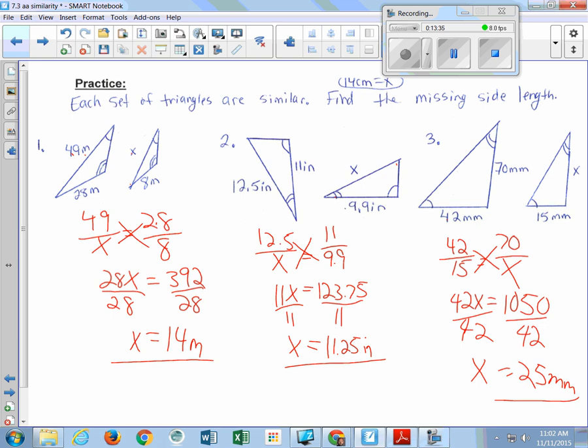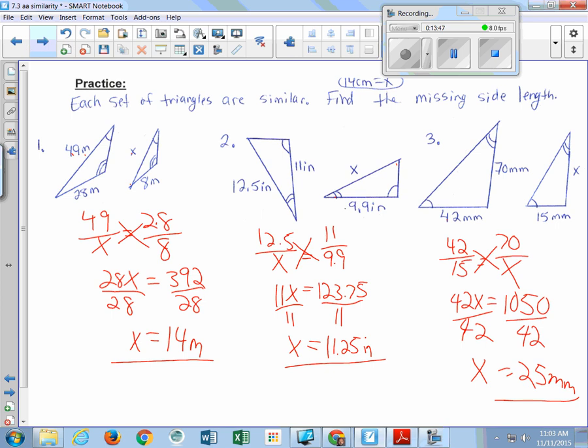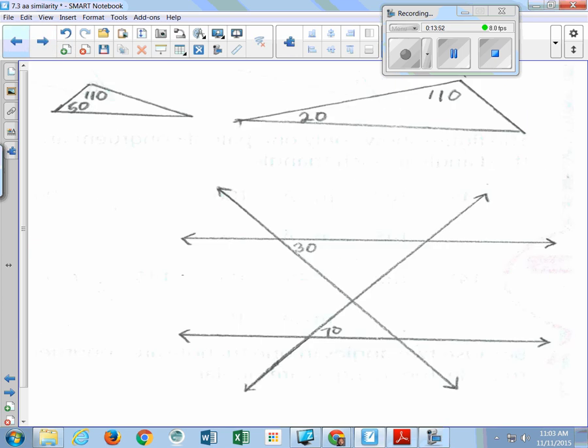So you're going to set up proportions for side lengths to see if 2 triangles are similar. And then you can also find if 2 angles are the same on each triangle to prove if they're similar or not.